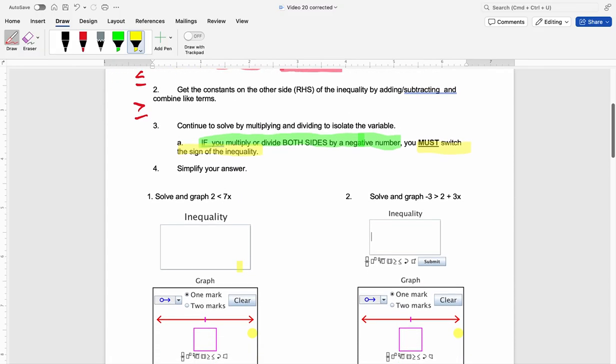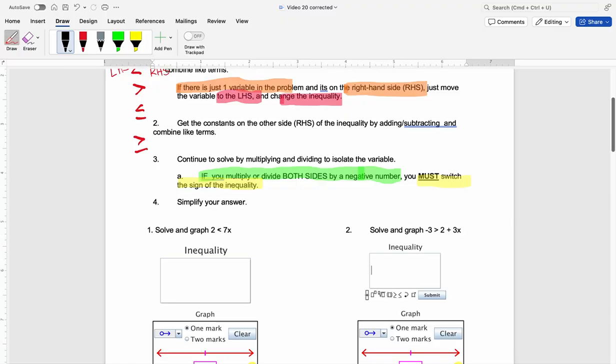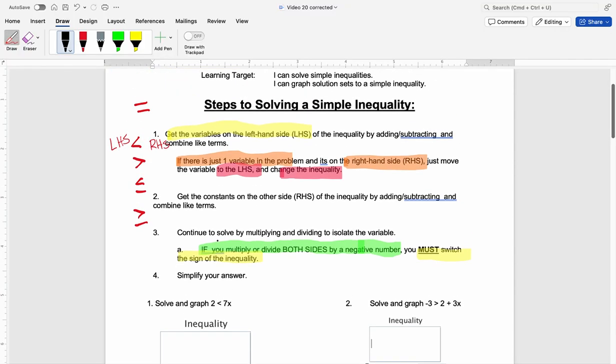So let's look at some examples, and we will be following those steps above. So we have: solve and graph 2 is less than 7x. Let's go back to our steps here. If there is one variable in the problem, and we only have one variable, and that variable is on the right-hand side, it tells us just move the variable to the left-hand side.